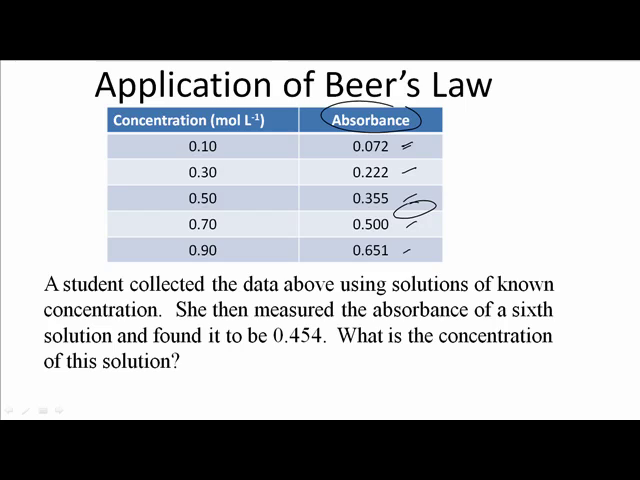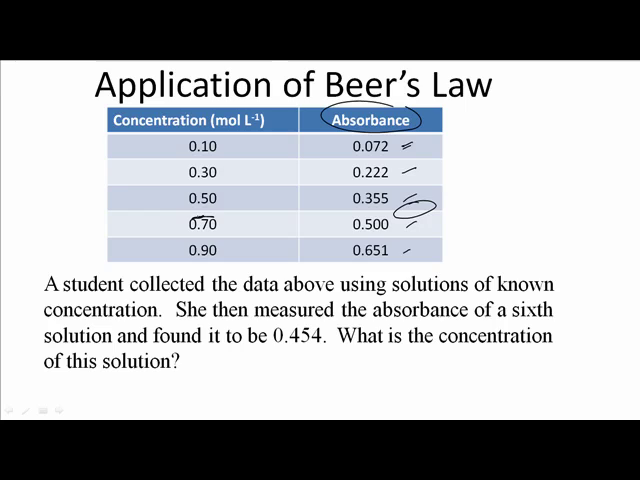Which one is it probably closer to? 0.7, right? Because 0.454 is closer to 0.5 than 0.355. So you know it's probably somewhere closer to 0.7. That's an AP question when you have not very much time to do each one. You have to burn through them.